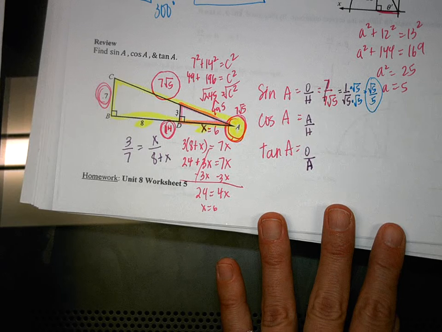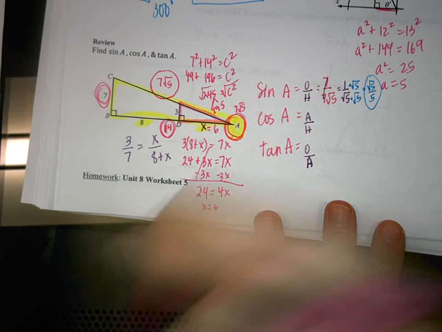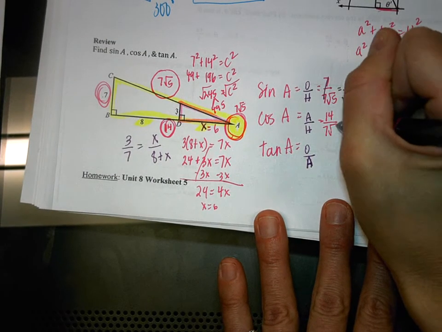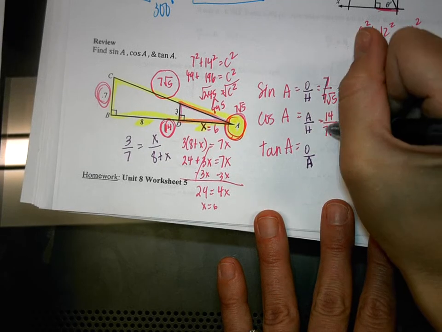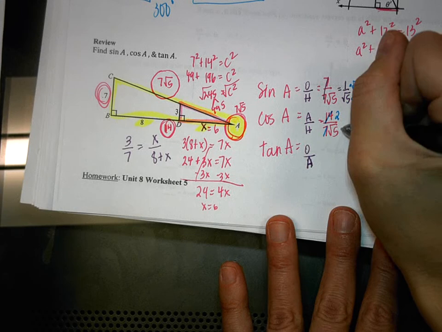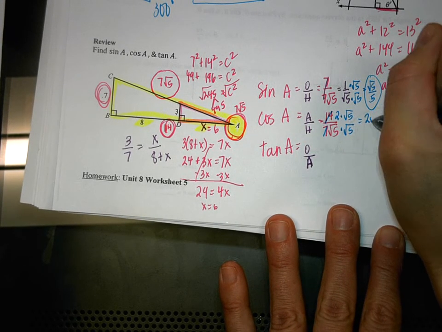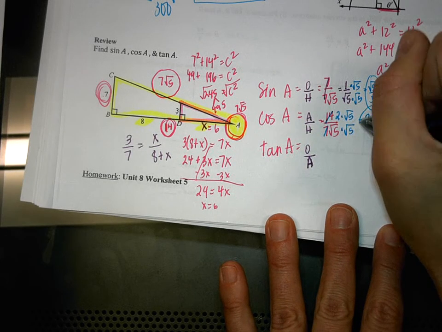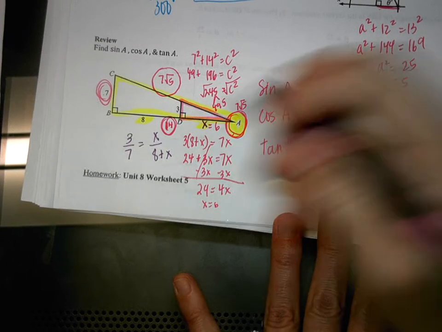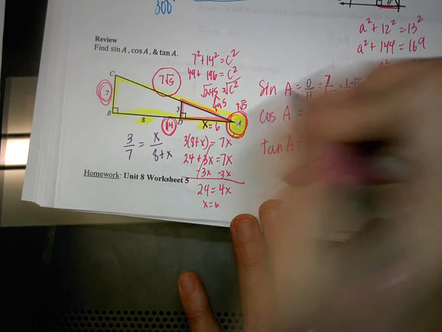For cosine of A, what is adjacent? 14 over the hypotenuse, which is 7 root 5. We reduce. This 7 cancels out. The 14 becomes a 2. And then we need to rationalize it. We multiply by root 5. And we end up with, very good, 2 root 5 over 5. And then last one, tangent: opposite is going to be what? 7 over adjacent, which is 14. And that reduces to be 1/2.